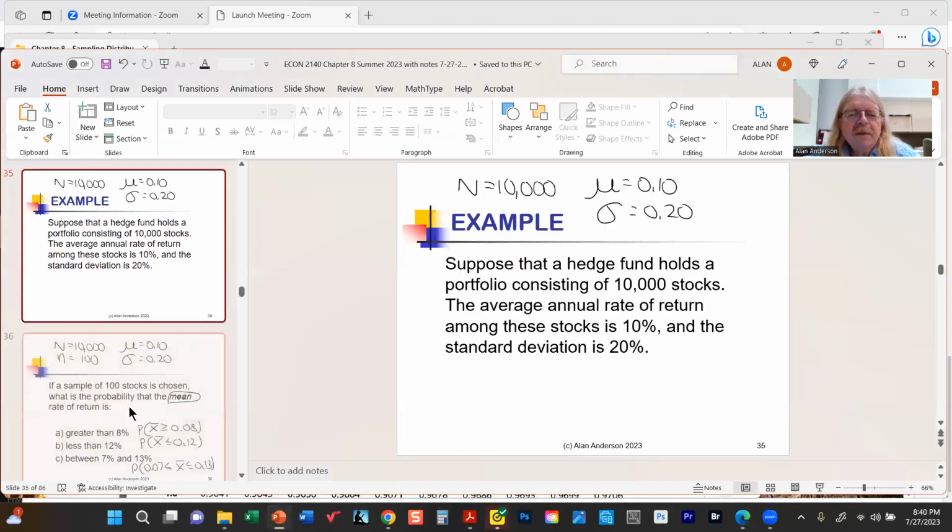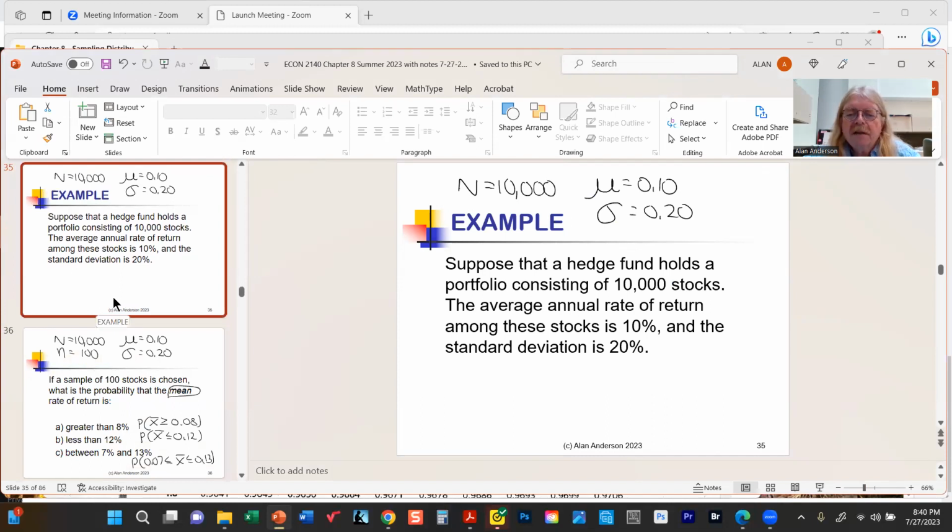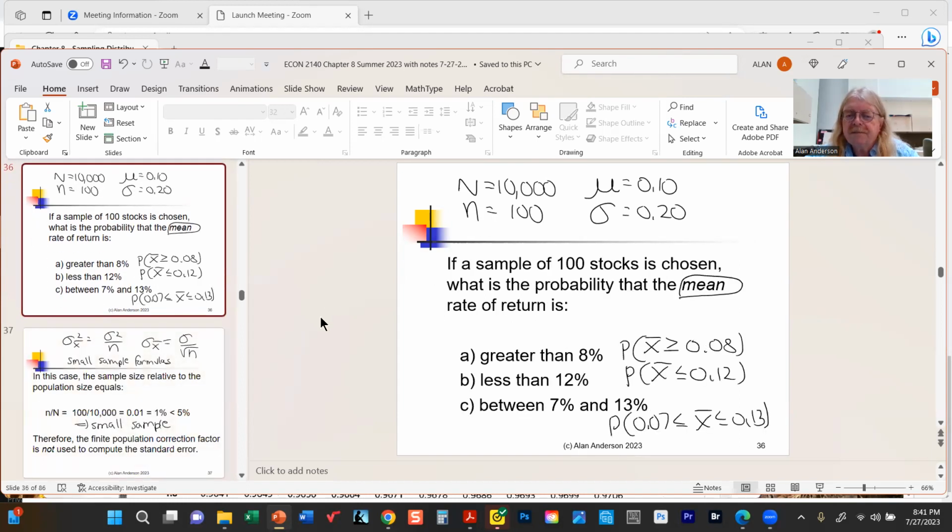Okay, so here's a simple example. A hedge fund holds a portfolio of 10,000 stocks. That's our population, by the way, and capital N is 10,000. We know from historical experience that the population mean, by which we mean the mean of all of these stocks, is 10% per year, and the standard deviation is 20% per year. So if you could visualize grabbing a sample of 100 of these stocks, we can now use these techniques we've been studying to calculate probabilities for the mean of that sample. Okay, so let's do some calculations here.